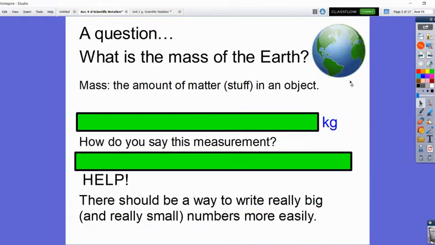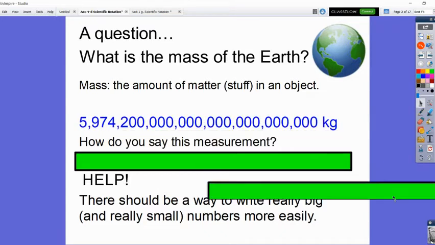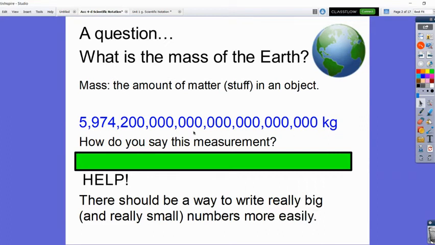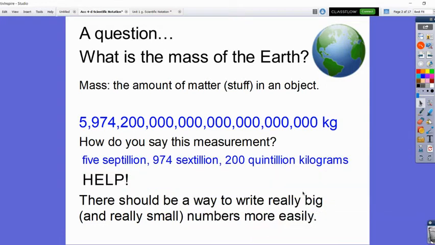Speaking of very large numbers, what is the mass of the Earth? Mass, of course, being the amount of matter, kind of like the weight, except without force, right? So the mass of the Earth looks like this. That's a big number. How do you say this measurement? Well, you kind of count back here, so I'll leave that one to you. It reads like this.